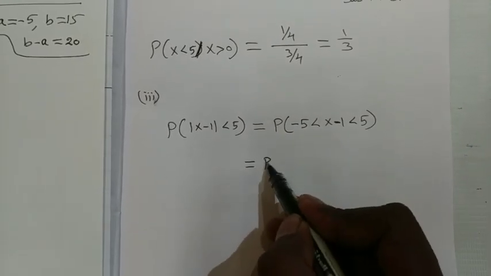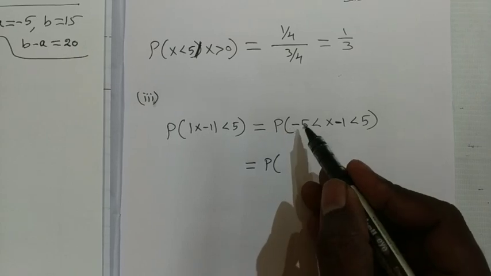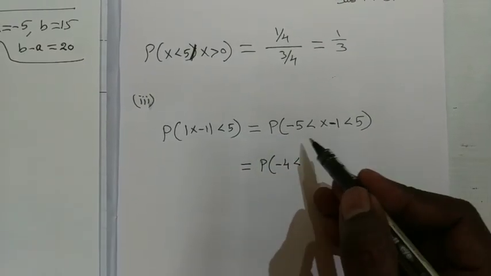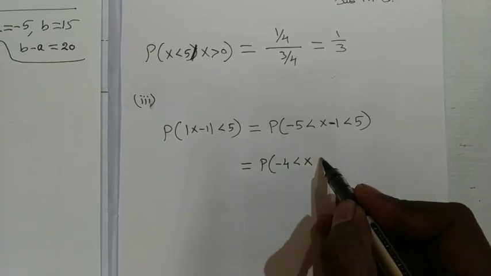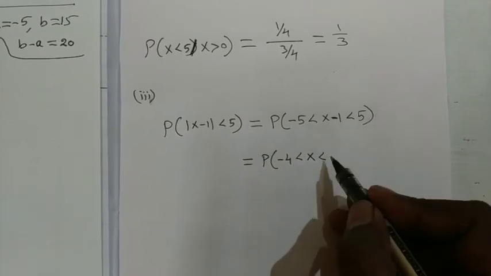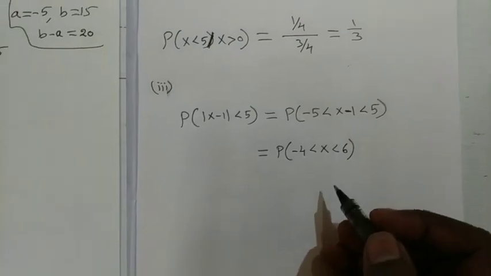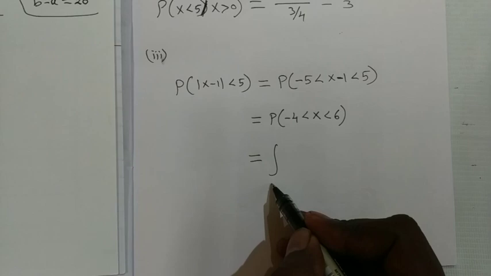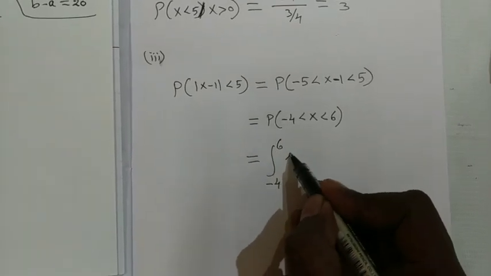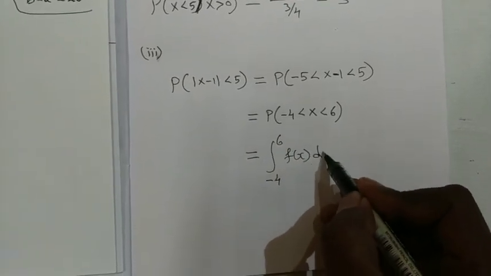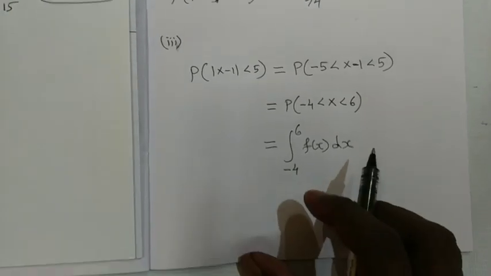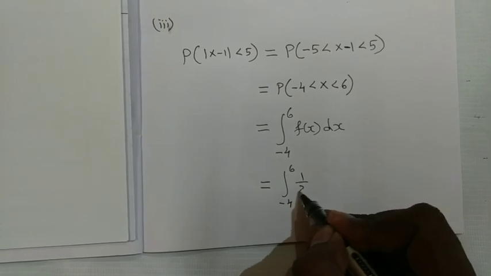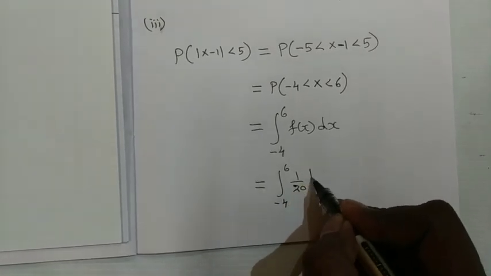So by adding 1 here, 1 minus 5 is minus 4, less than x, because adding 1 here, plus 1 minus 1 is cancelled, only x. Adding 1 here, 1 plus 5 is 6. So this is our new range. So to calculate this value, integral minus 4 to 6 of f of x dx. But we know f of x is 1 by 20, so integral minus 4 to 6 of 1 by 20 into dx.